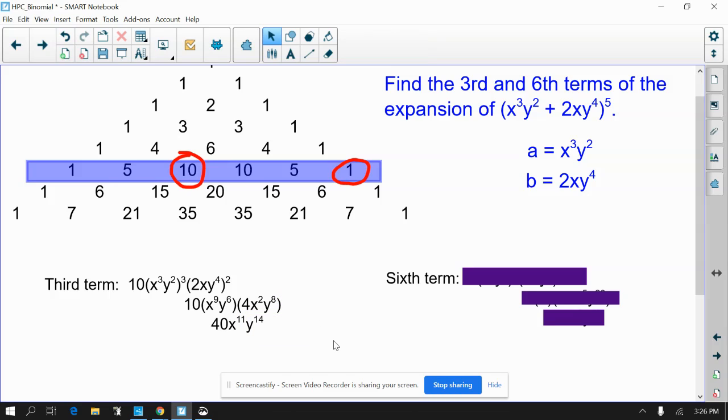14th. The 6th term, the Pascal number is 1. The a value will be all the way down to 0, a to the 0. Since it's the last term, the b value is going to be all the way up to the 5th power. So b to the 5th. Now this raised to the 0 is just 1, which is great news. But this to the 5th, 2 to the 5th is 32. X to the 5th is x to the 5th. And y to the 4th to the 5th is y to the 20th. And there you have it.